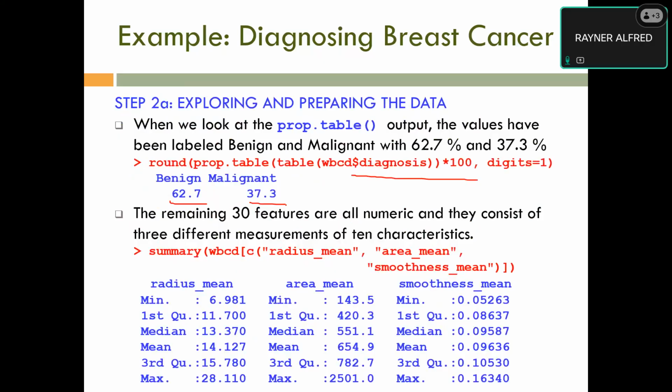Okay, and then we also have the remaining 30 features of all numerical value. So if you look at this one, this is the radius, area mean. So look at the mean here and max. They have different range of value, right? So some are big, some too small. So that's why we need to normalize them.